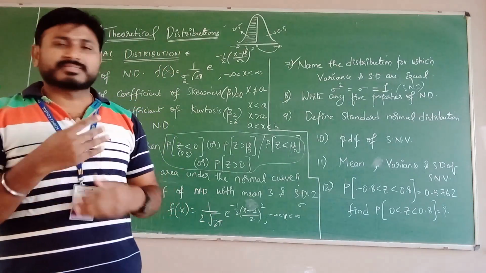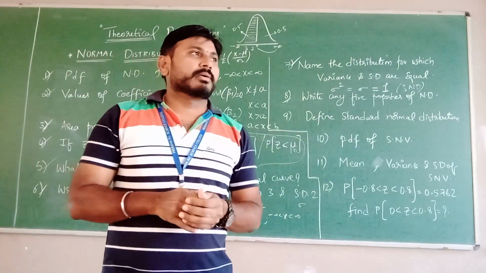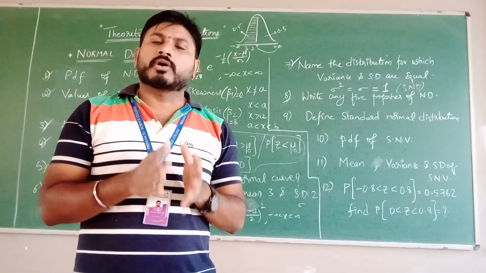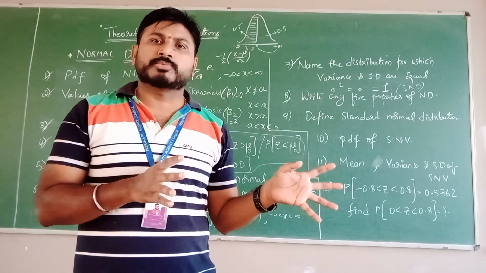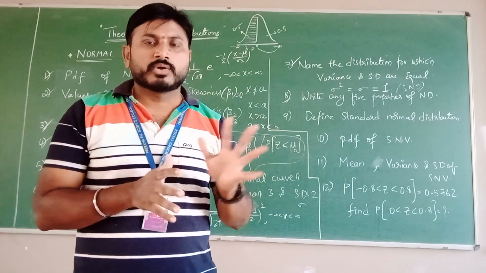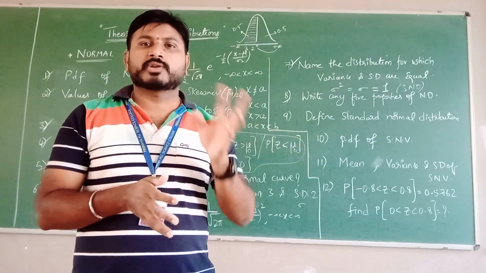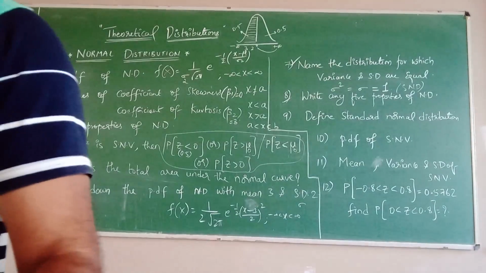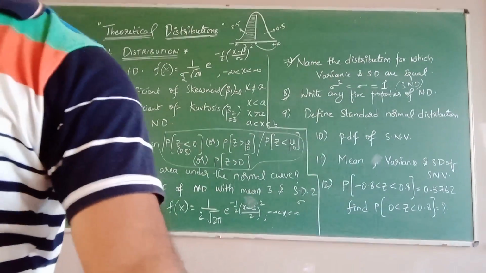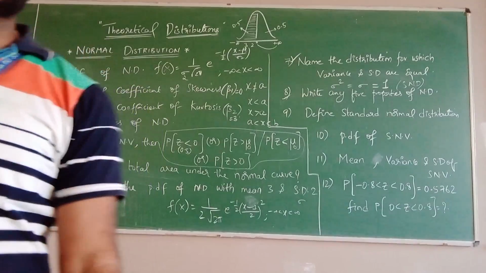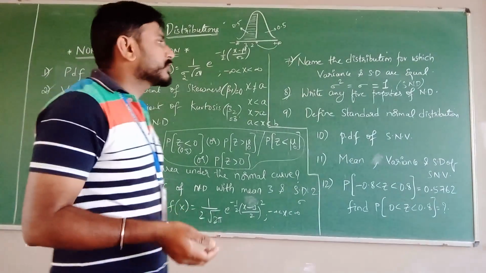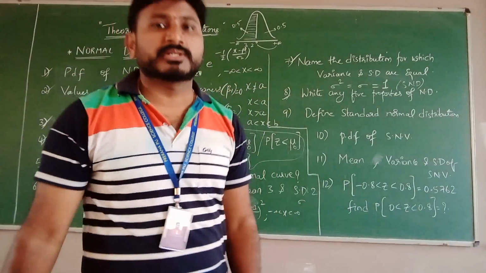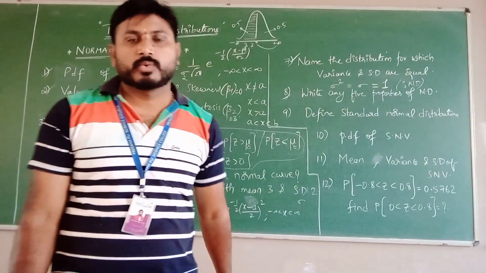And there is one more property, the odd order moments. The odd order moments of normal distribution are always equal to 0. Even order moments means (2r minus 1) into sigma power of 2r, where r equals 1, 2, 3, 4 and so on. So the even order moments are non-zero, and the odd order moments are always equal to 0.